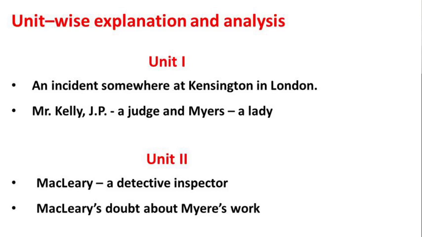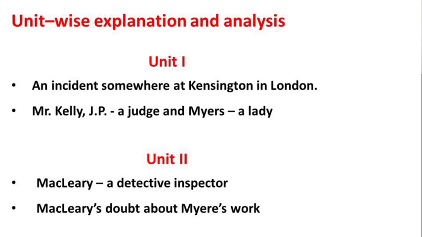In the second unit, the author introduces McCleary, a detective inspector. Being a detective inspector, McCleary is doubtful about Myers' business. He wants to know about her real work and her income. He expresses surprise over the fact that even though it is February, she is still sending her servant to buy asparagus.